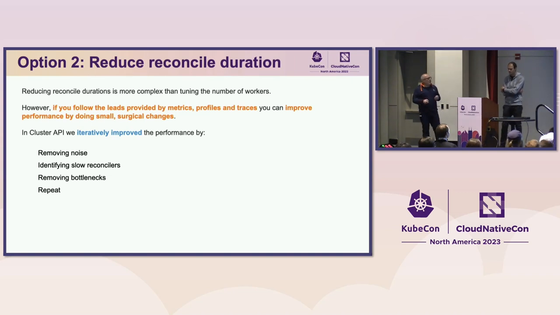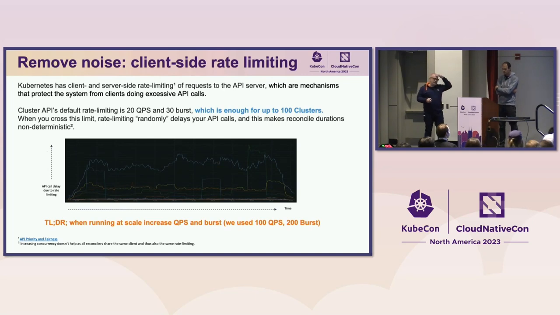So the first step was remove noise. What was happening? When we were starting to scale up Cluster API above 300, 400 clusters, we were getting a lot of noise. Basically, the performance of our controllers was not deterministic. And we dug into what was going on, and we traced the source of this lack of determinism to the client-side rate limiting of client-go. What is the client-side rate limiting?